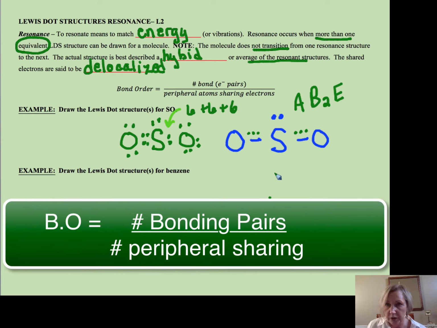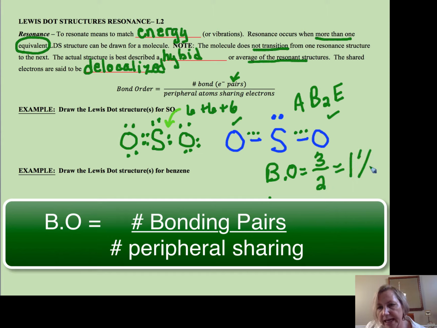Our bond order, some of you can see it intuitively, but we can calculate it. We have the number of bonds, not electrons, but electron pairs: 2, 1, 2, 3. So I have 3 bonds to that sulfur, and they're shared by 2 peripheral atoms. So my bond order is 1 and 1/2. Again, you'll typically see bond orders of 1, 1 1/3, 1 1/2, 2, and 3.